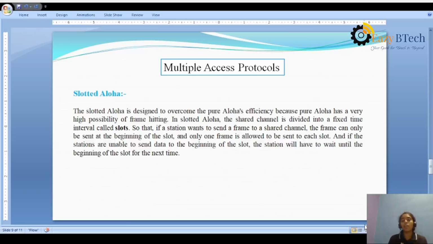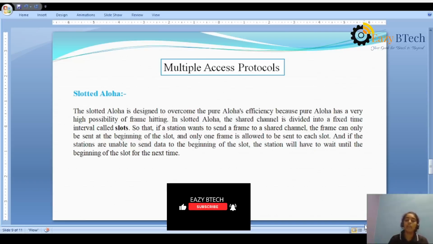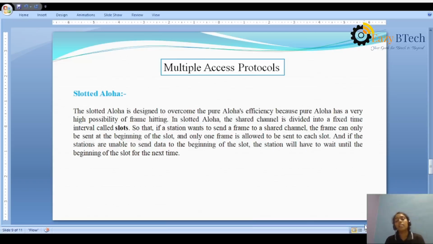So here one station books one slot, and at the beginning of the slot, he sends the frame. A number of stations are requesting to send data by using that particular channel. Here the station will wait until the completion of that process, after which it comes back to the beginning of the slot. At that time the next station will book that particular slot to communicate the data frame from source to destination.